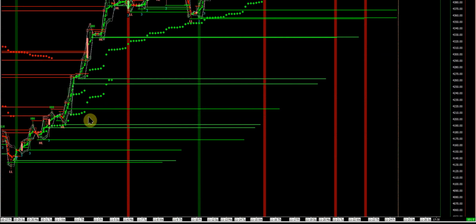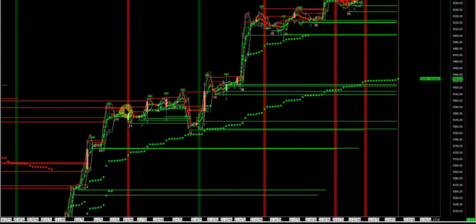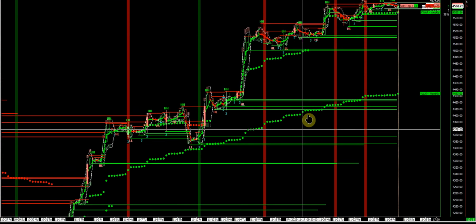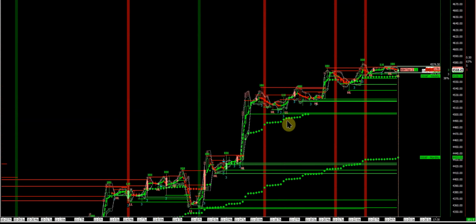So we've got to the bottom, okay? We've got a nice pullback here. There's a pullback here. There's a pullback up in this area. Now, as you notice, the ranges, okay? Nice ranges here on the 14th, 15th. Nice ranges, a pullback range here.